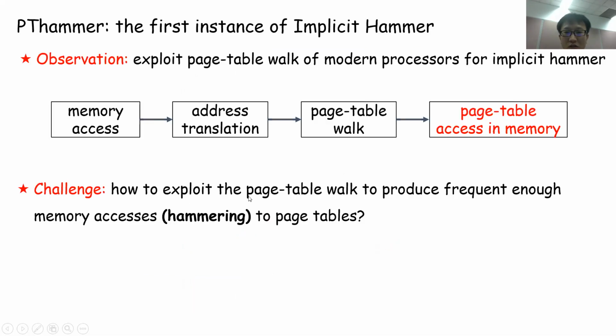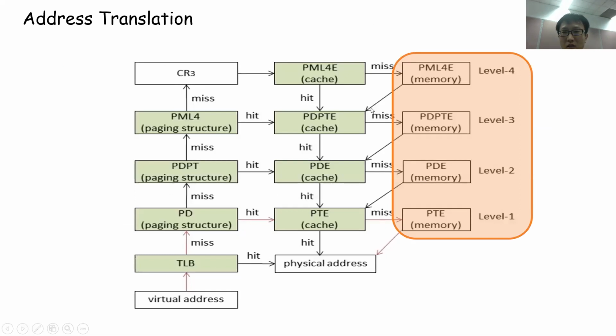So our challenge is to exploit the page table walk to produce frequent enough memory accesses to page tables. If we want to implicitly hammer all levels of page table entries, we have to evict all the corresponding entries in the TLB, paging structure caches, and cache.